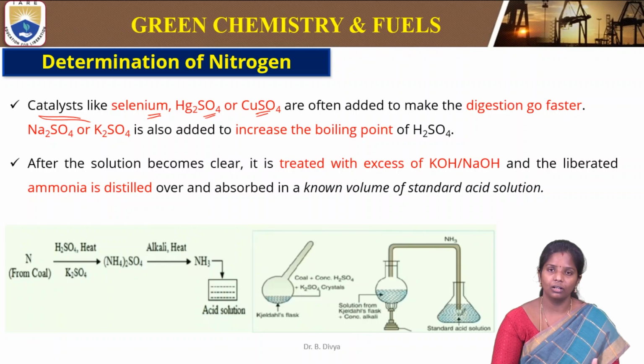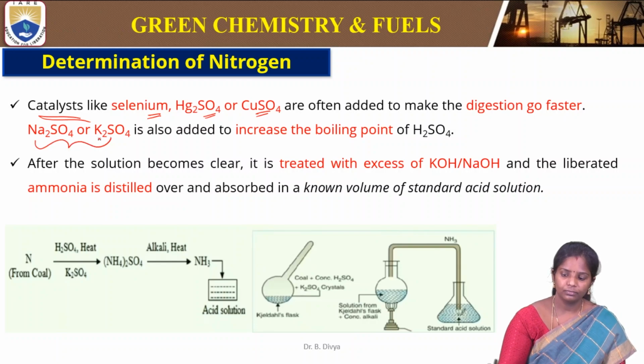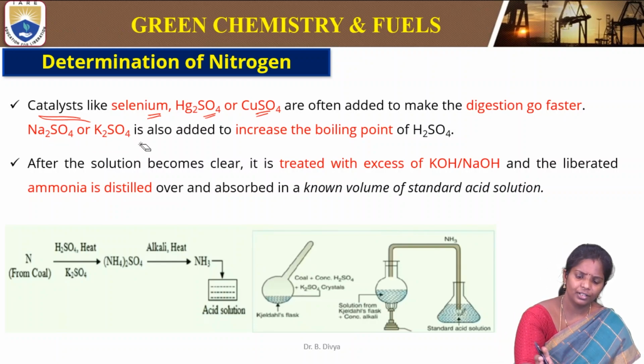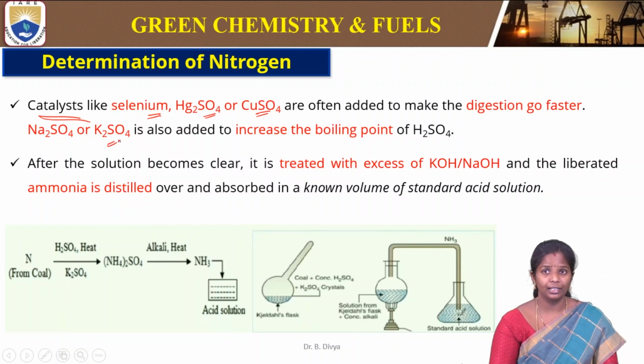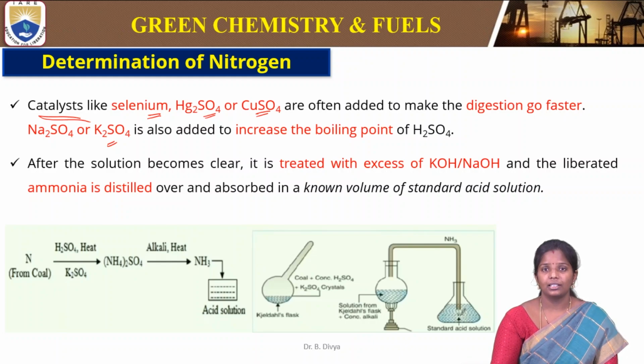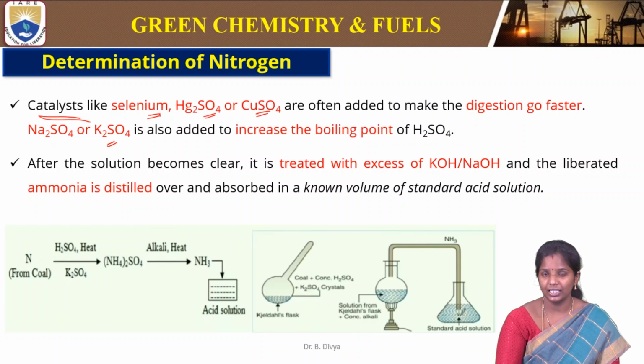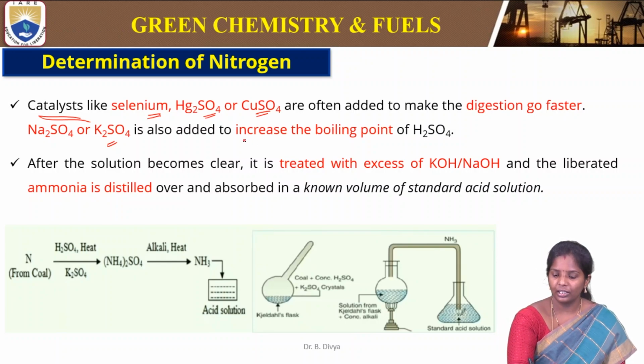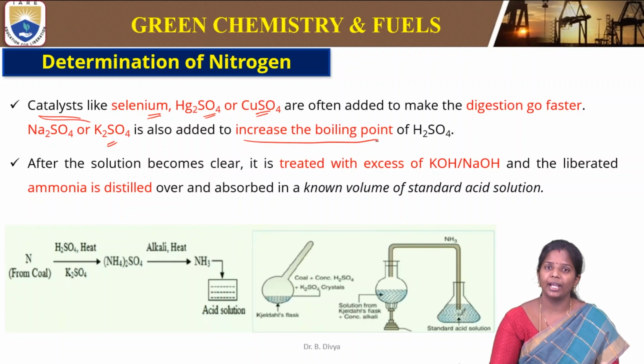Where is that reaction going on? That reduction into ammonium sulfate. So when we add one of these salts, it will increase the digestion process. And also alkali salts, for example sodium sulfate or potassium sulfate, are added, which increases the boiling point. Why do we have to increase the boiling point? So that the sulfuric acid tends to react more with the reactants rather than boiling away. So we have to increase the boiling point of the sulfuric acid by adding sodium sulfate or potassium sulfate.